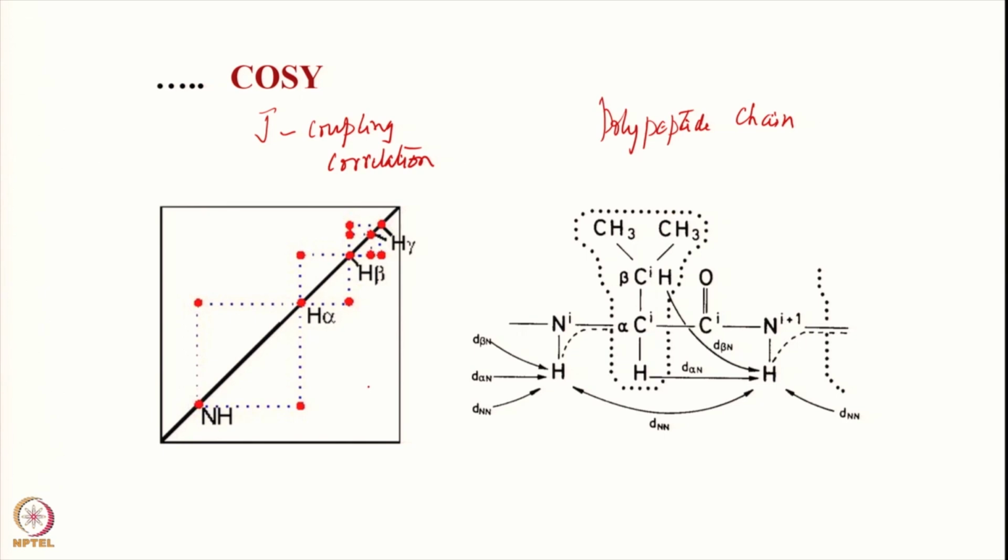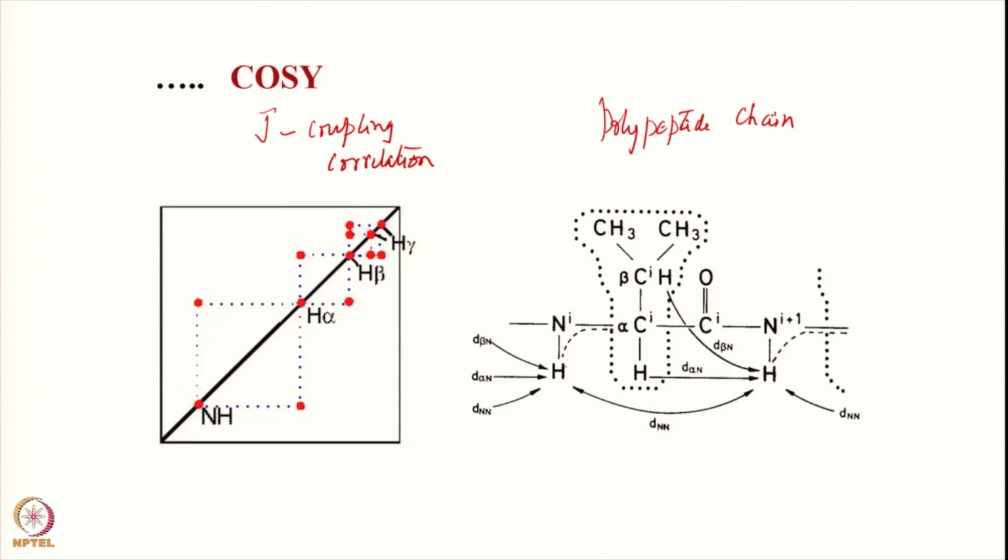Now there is a 3 bond coupling from the NH proton to the alpha proton, and therefore there is a transfer between NH and alpha. NH and alpha transfer produces this peak here. Similarly, alpha to the NH produces the corresponding peak on the other side.